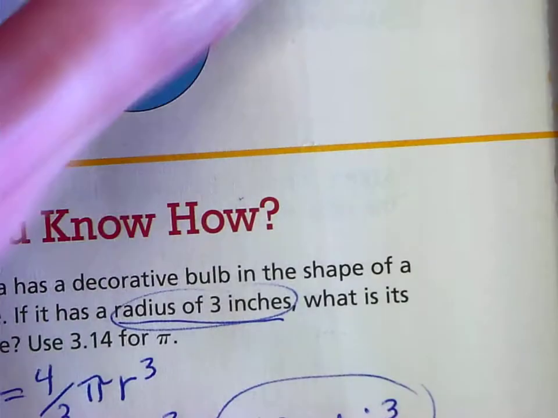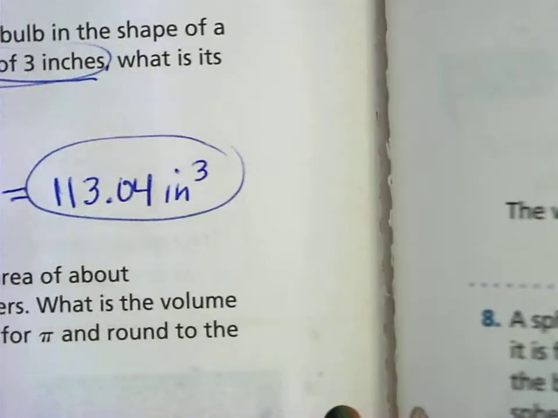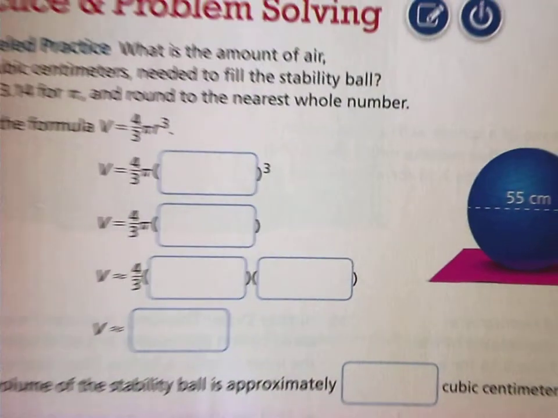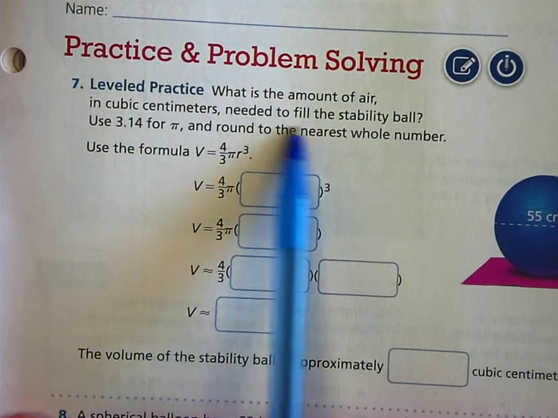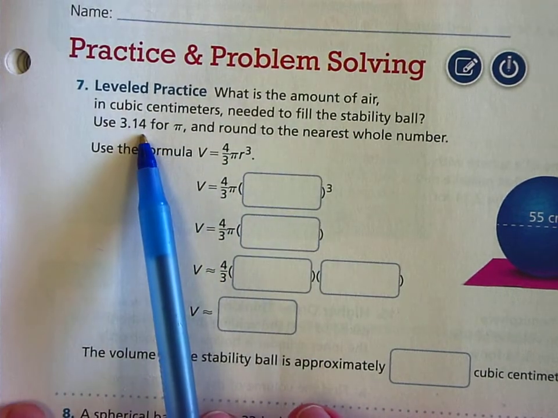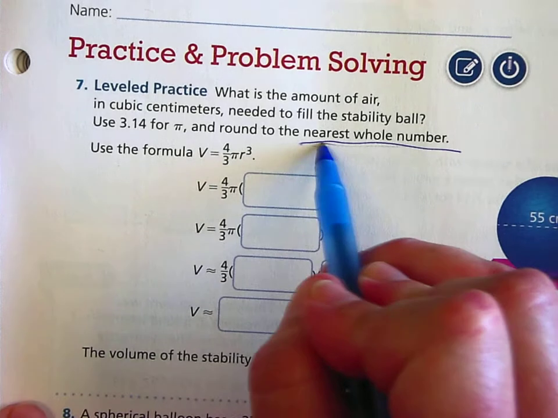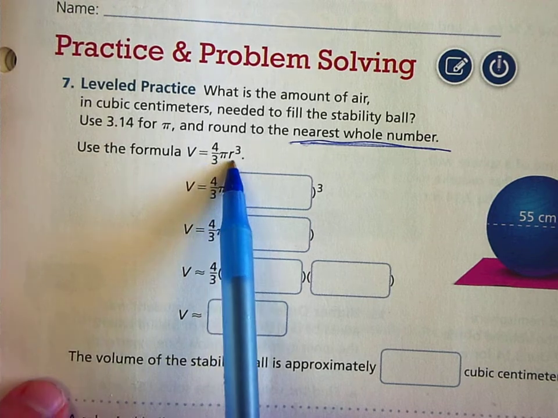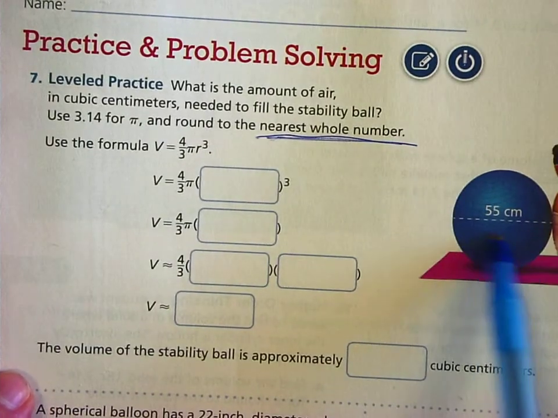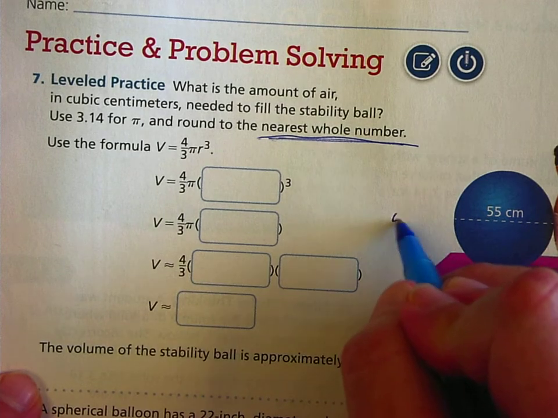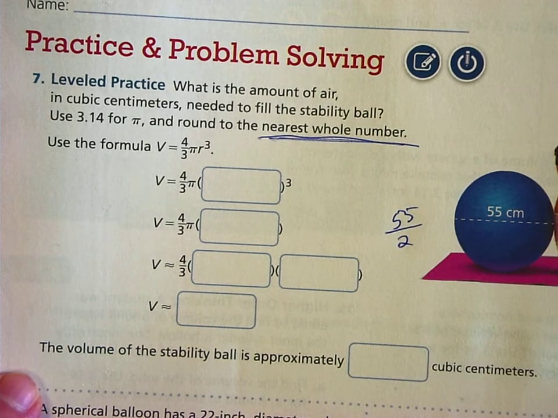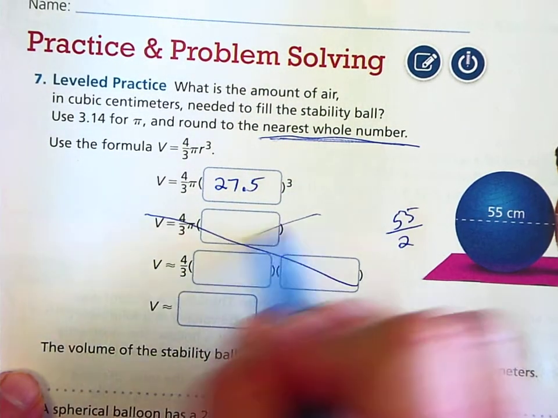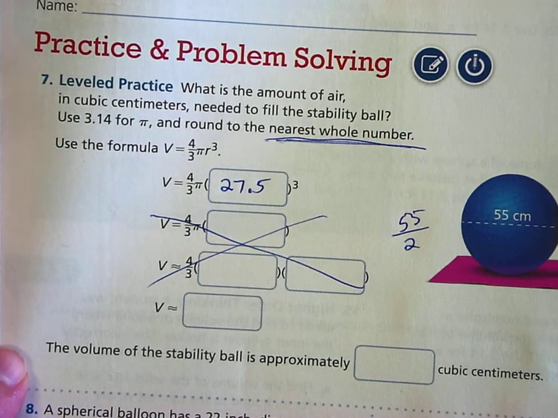Okay, let's take a look at another one. Let's take a look at this practice problem. We have this exercise ball. What is the amount of air needed to fill the stability ball? It says use 3.14 for pi, and round to the nearest whole number, so that's the ones place. Now we have 4/3 times pi times radius cubed. Look, folks, we have the entire diameter. We need to cut that in half. So 55 divided by 2, diameter divided by 2, that's 27.5. You don't need to do all the multiplying step by step. Just plug it all into your calculator at one time.